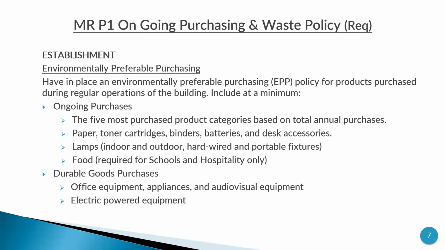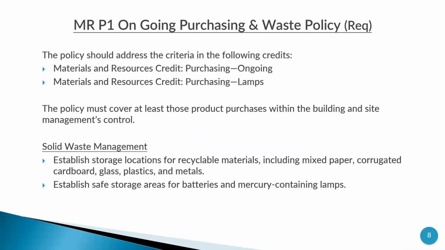Hardwired and portable fixtures, and food, required for schools and hospitality only. Hospitality, not hospital. Food that is required only for schools and hospitality. So what are durable goods? Office equipment, appliances, audio visual equipment, and electric powered equipment. These are the durable goods, not the regular ones. Next, the policy should address the criteria in the following credits, that is materials and resources credits: purchasing ongoing and purchasing of lamps.